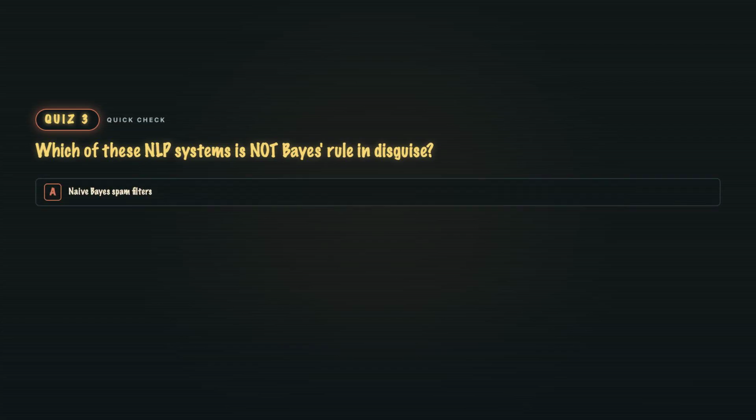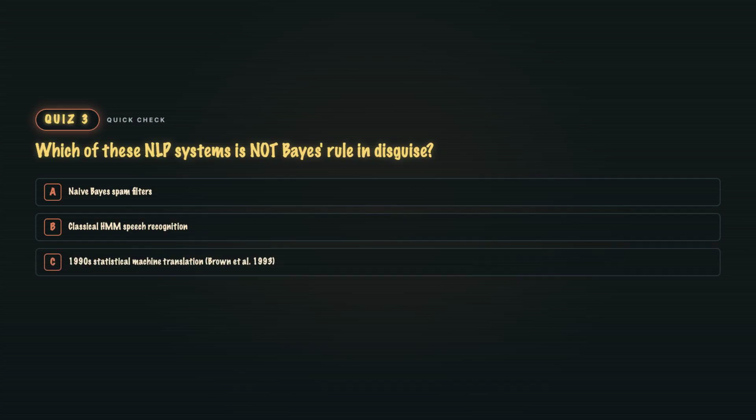Quiz 3. Which of these NLP systems is not Bayes' rule in disguise? A. Naive Bayes spam filters. B. Classical HMM speech recognition. C. 1990s statistical machine translation from Brown et al. Or D. All three are Bayes in disguise.